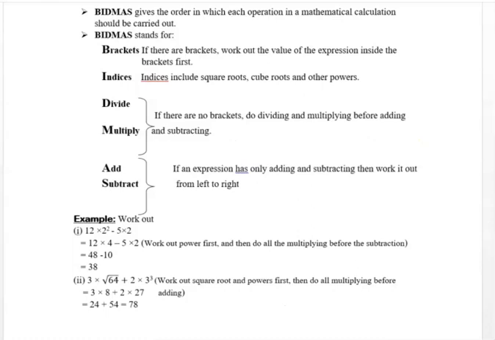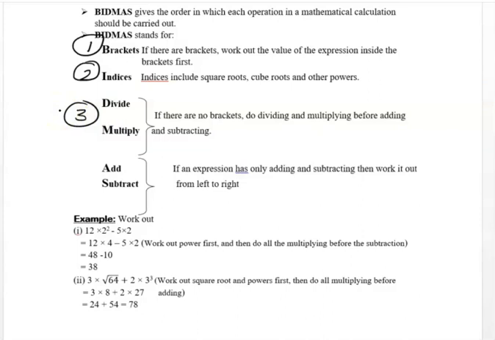Now we're working on BIDMAS. BIDMAS is brackets, indices, division, multiplication, addition, and subtraction. Now the number one priority will always be given to the brackets, what's inside the brackets. And then we focus on indices, and division and multiplication have the same priority. One is not more important than the other.